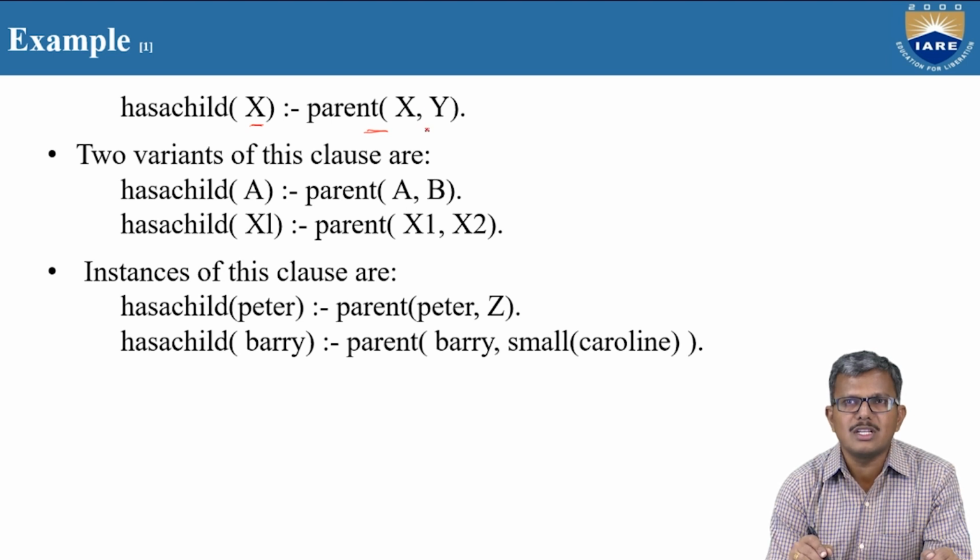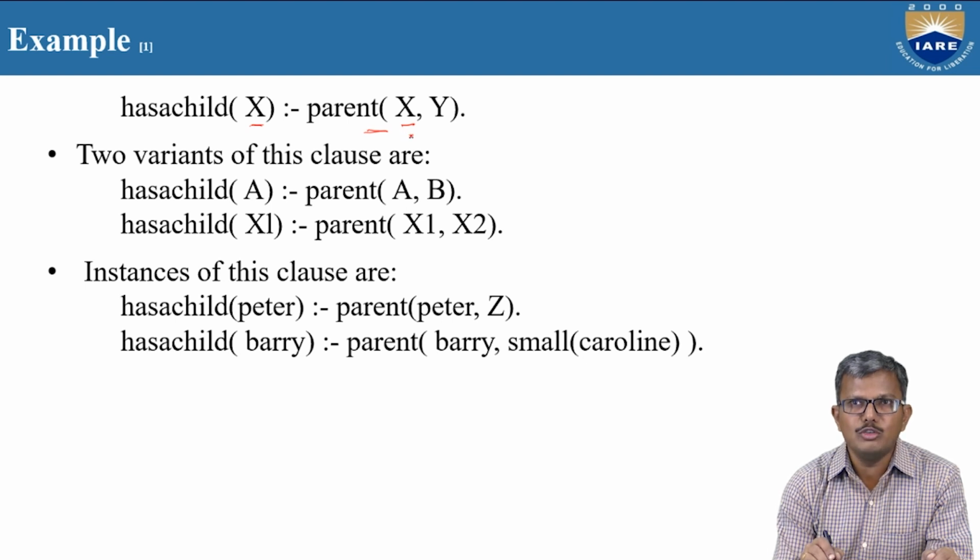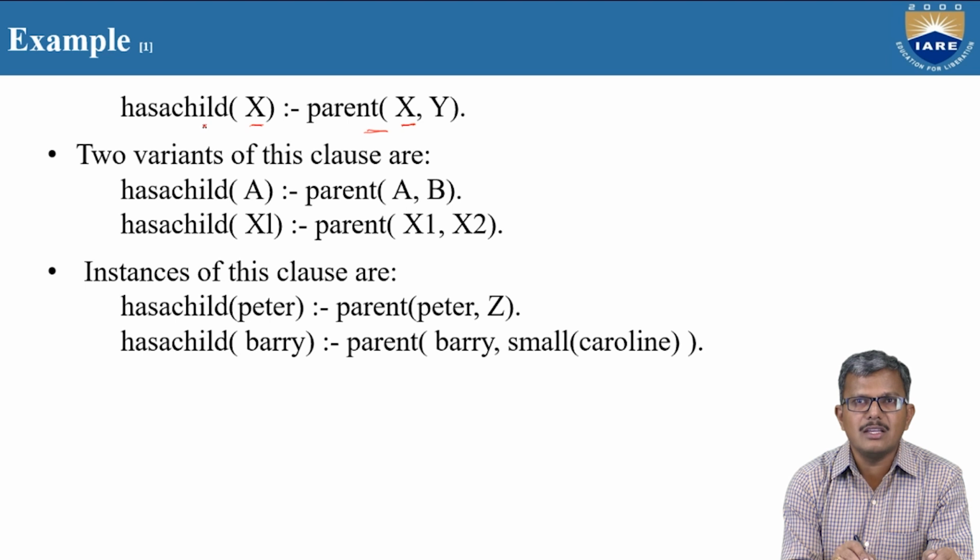So how do we need to understand this? It means X is a parent of Y. X is a parent of Y. We have seen this kind of explanation in the earlier sessions. So if you are able to prove that X is the parent of Y, then automatically we can say that X has a child.